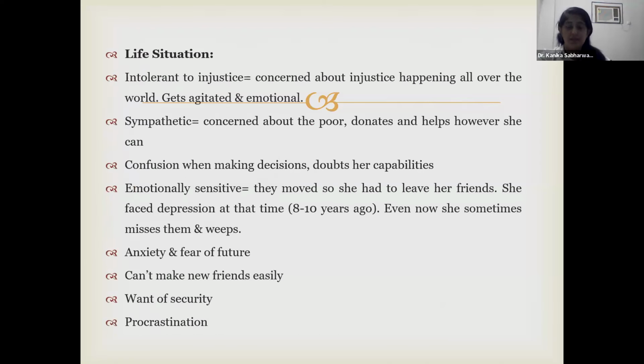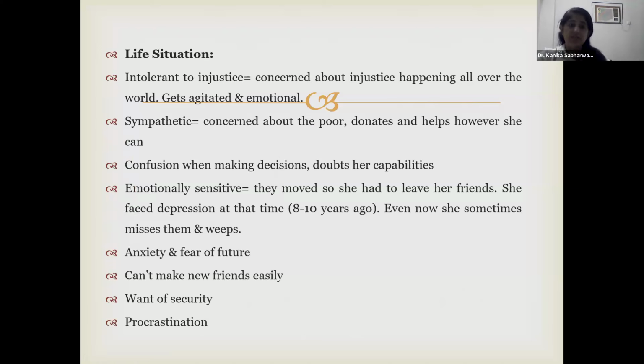Mental characteristics, I'll just relay the important ones. The first thing she says about herself is, I'm very intolerant to injustice. I don't like whatever is happening in the world. Now, this is a case of 2019, so I'm not very sure what she was talking about, but this is the first thing she says about herself.